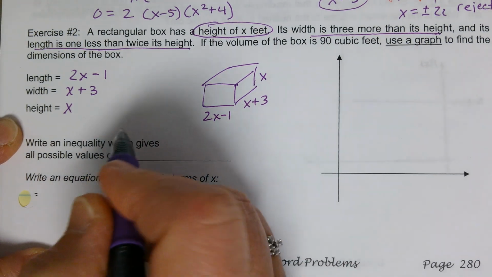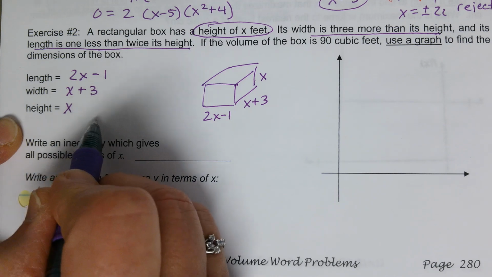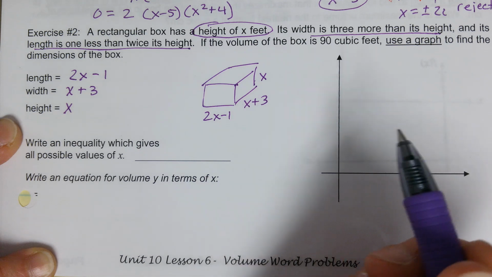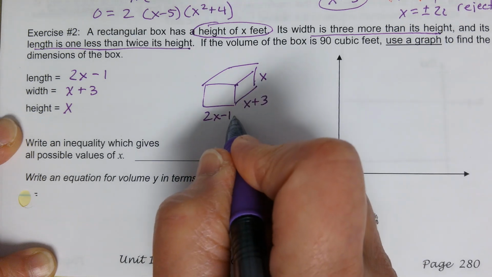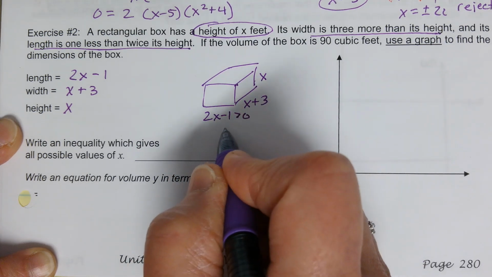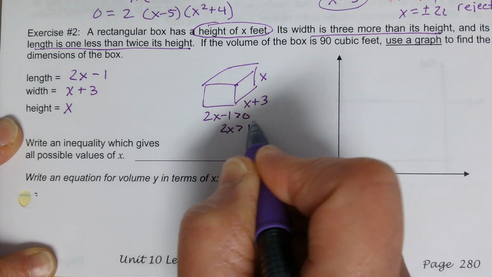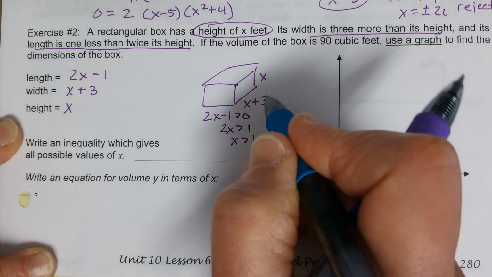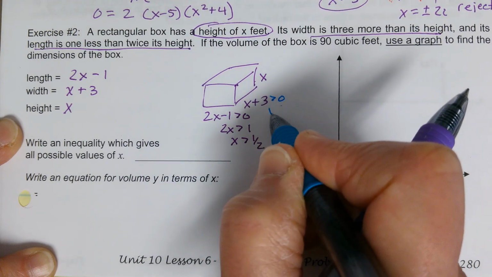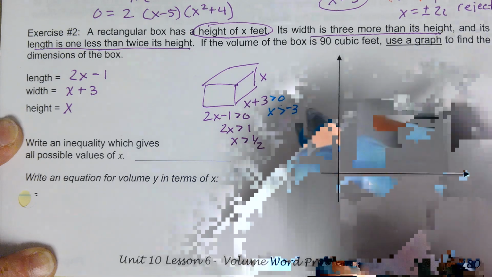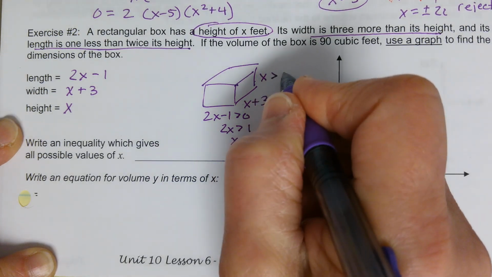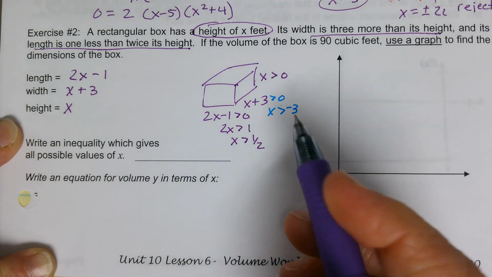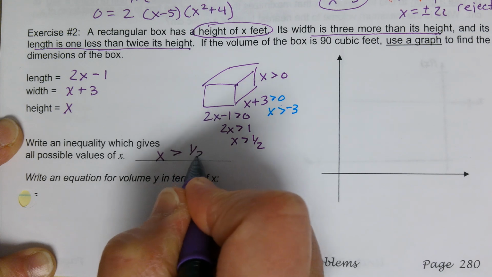For our inequality, we'll take each of our dimensions and write the inequality greater than 0 and solve for x. So 2x minus 1 has to be greater than 0. I add 1, divide by 2, x is greater than a half. x plus 3 must be greater than 0, so we subtract 3, and x is greater than negative 3. And x must be greater than 0. So we want the largest of all of these, which would be a half. So x must be greater than 1/2.